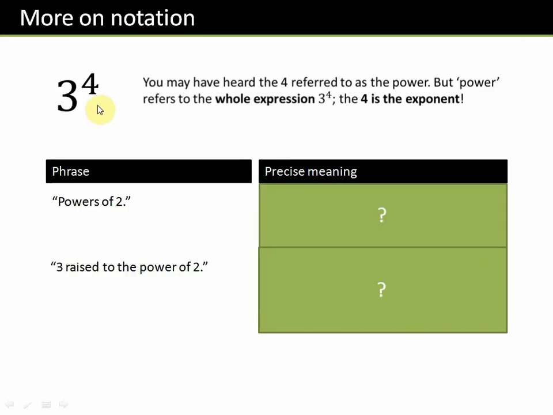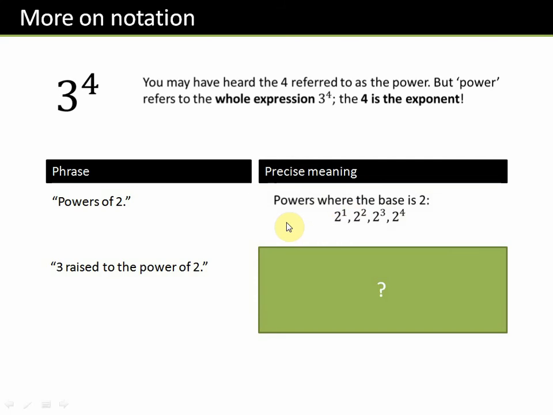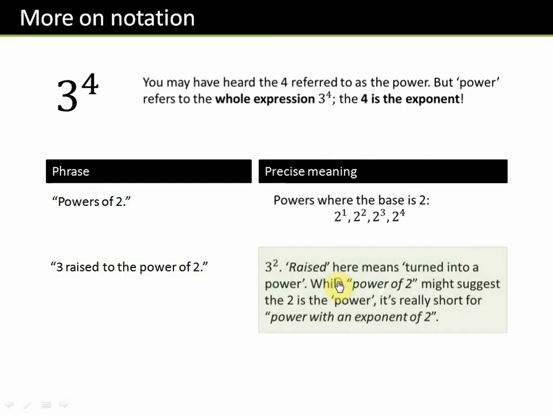Next, you may say that the 4 is referred to as a power, but power refers to the whole expression, and 4 is the exponent. If we say powers of 2, how can we write them? Powers of 2 means 2 power 1, 2 power 2, 2 power 3, 2 power 4 and so on. So the base is 2 and the powers are different: 2 power 1, 2 power 5, 2 power 9. And 3 raised to the power 2 is now specified. It is a single term, a single value. 3 raised to the power 2 means here we have two 3's.